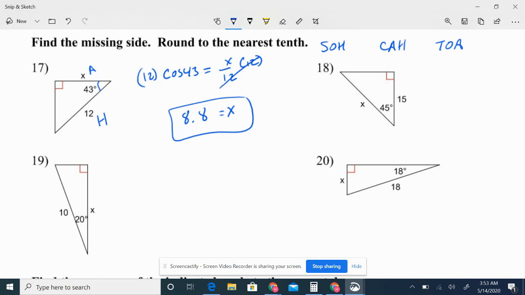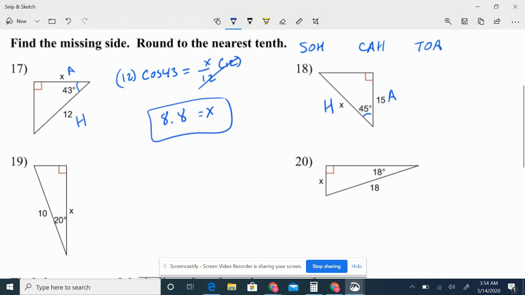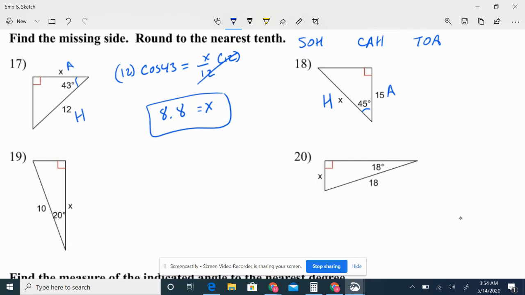All right, let's take a look at question number 18. First, I asked myself, do I have the hypotenuse? Yes, there's an x next to it. So, all right, I see my 45 degrees. Now that 15, in this case, that's the adjacent. So I'm dealing with cosine. So I'm going to say that cosine of 45 degrees is equal to 15 over x, adjacent over hypotenuse.